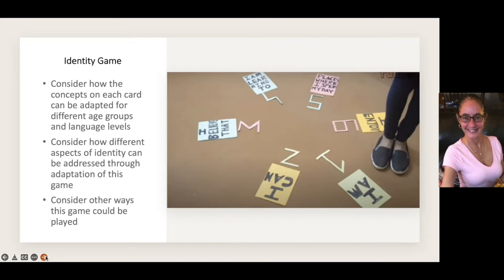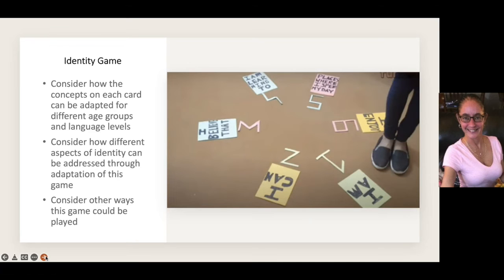So this identity game, you can see there that they have numbers that have been placed on the floor in a circle. And then they have cards or sheets of paper that have a statement. I am, I can, I believe that, I am learning to, places where I spend my day, and then number 6, I enjoy. So this is on the floor. It might be better suited for younger learners, where you want to get students up and moving.